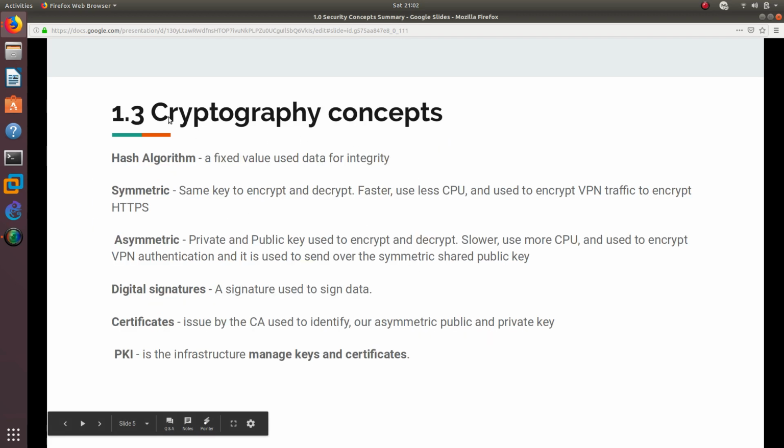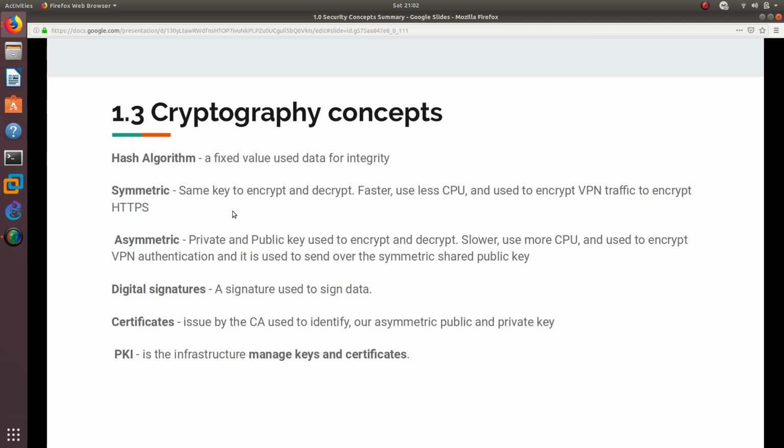And now we're moving on to the cryptography concept. This one was one of my favorites because, I think it was one of the most difficult, but I was able to understand it a lot better. The hash algorithm is a fixed value used for data integrity. When we talk about data integrity, right? We use a hash algorithm for that.